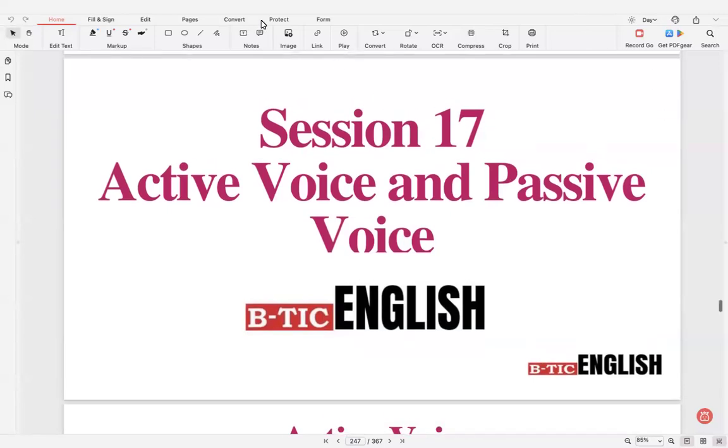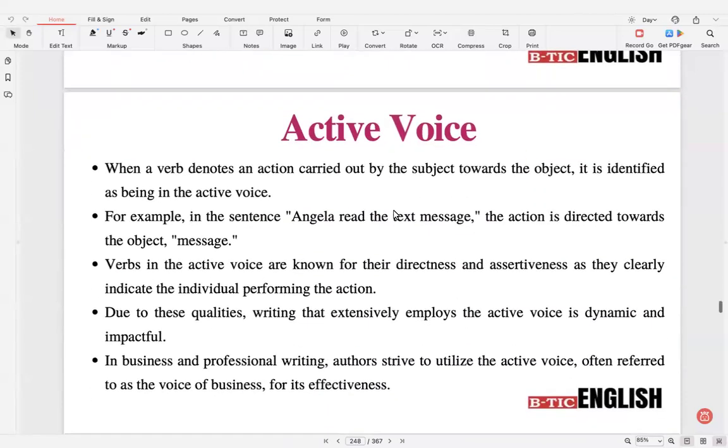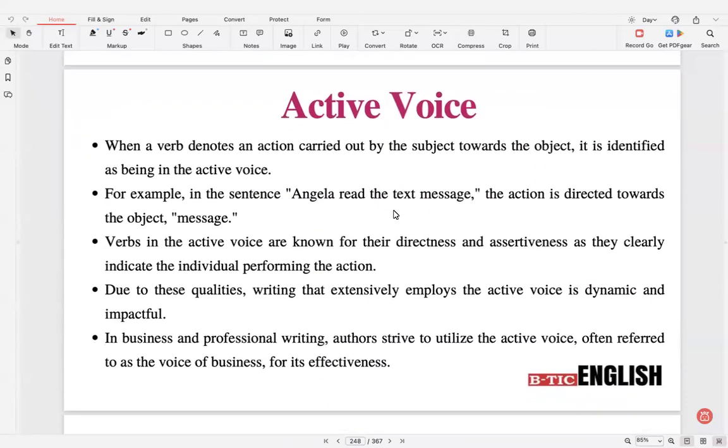Have you learned this before, Fatima? Active voice and passive voice? No, miss. Okay. So let's see what active voice and passive voice is.